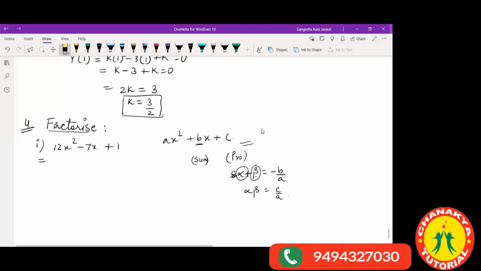Ma'am, I have studied it. You have studied, no? So same thing we will do here. Splitting the middle term.